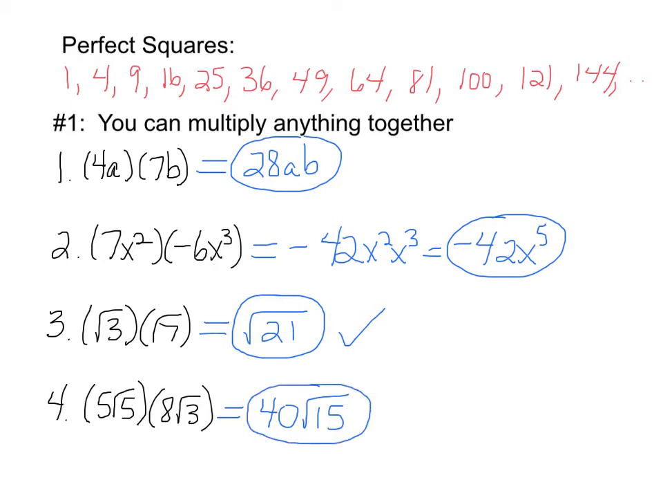Now, if this could be simplified, then I would do that. Numbers that multiply to give me 15, well, 15 times 1 and 5 times 3, none of those numbers, besides 1, are in my list. And so I cannot simplify radical 15, which means 40 radical 15 is as simple as it gets. So the main thing to remember is you can multiply anything you want together.